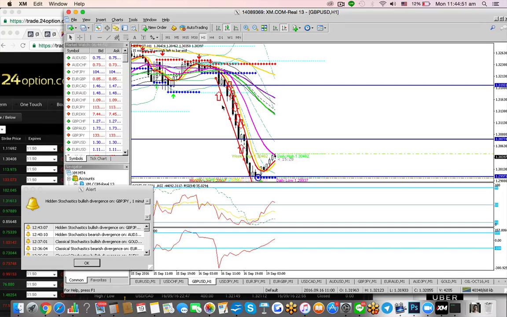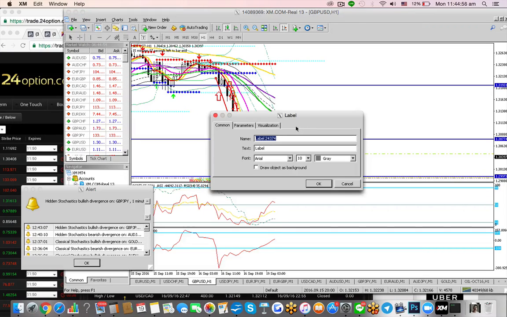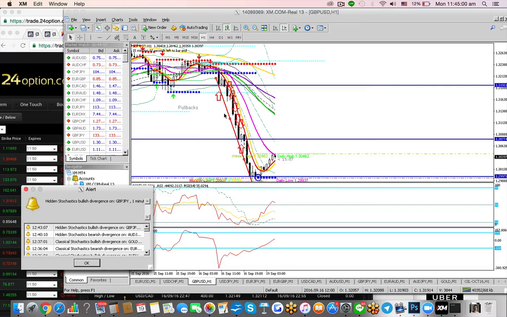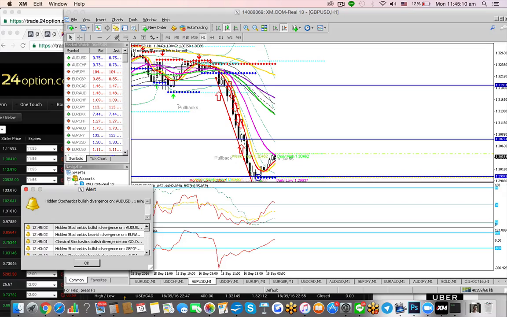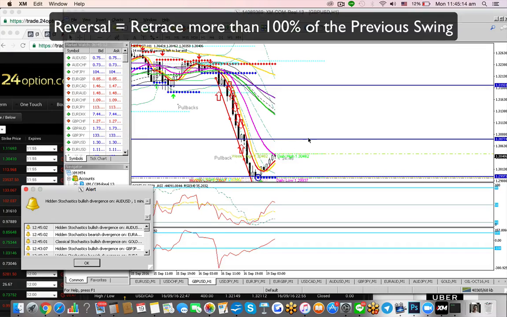So what we call these here, these are basically known as pullbacks. Okay, this is a pullback. This one here is also known as a pullback. And this one here could possibly be a reversal. We don't know yet. But if it breaks the moving averages one by one, it can be a reversal.